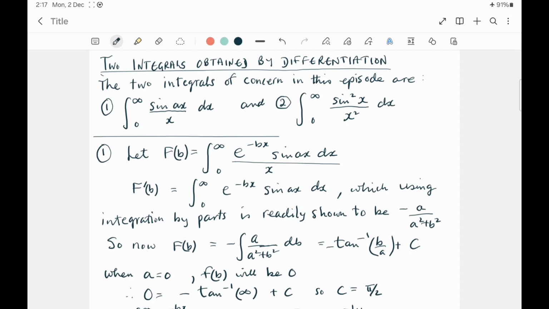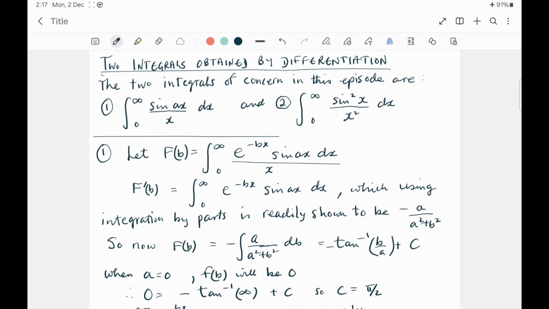Right, now the first of these, I'm going to use a method which was suggested in a book, I think, which was published around about 1890. So it is not a recent discovery, it is quite an old method. So what I've done is put f of b equal to the integral between 0 and infinity, e to the minus bx sine ax dx over x, which would be the same as our integral if the exponential part weren't there.